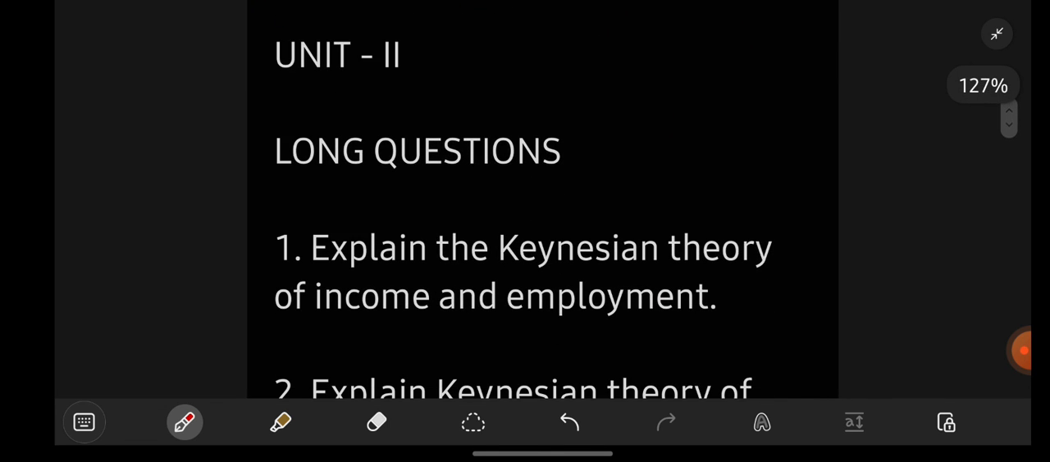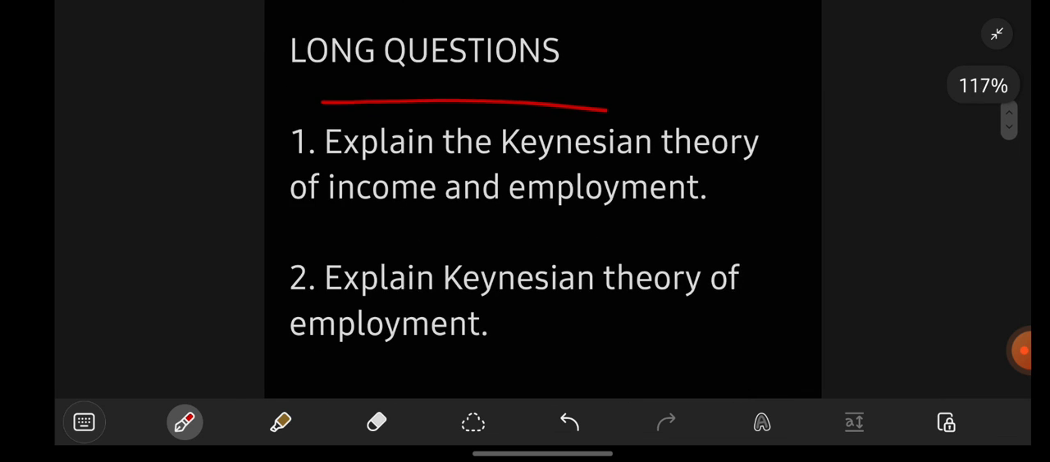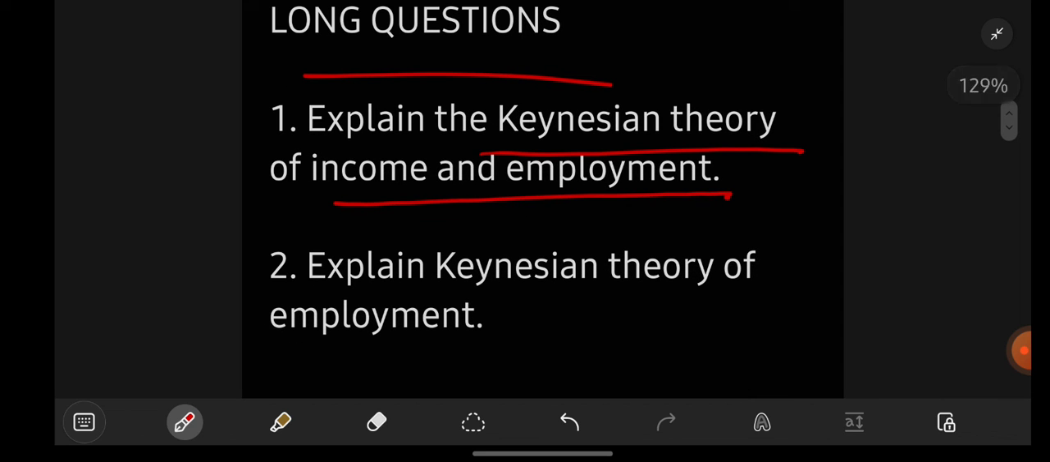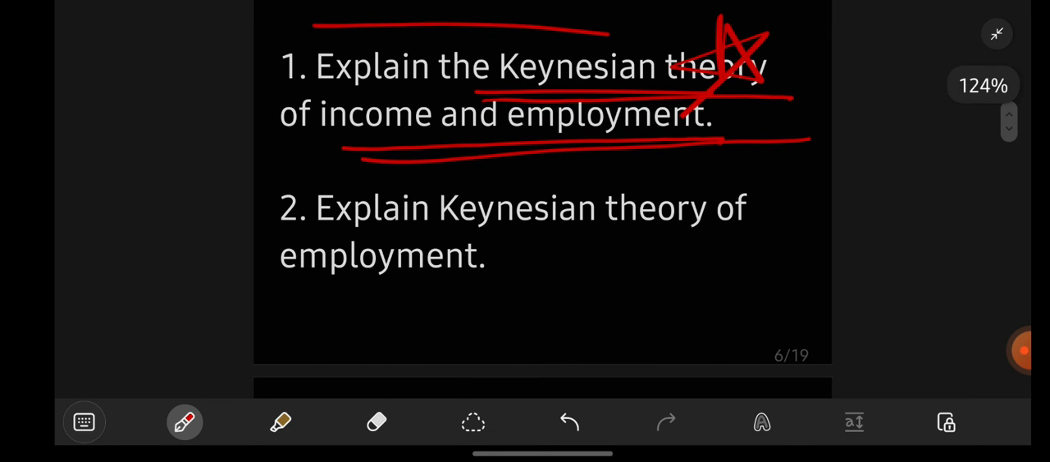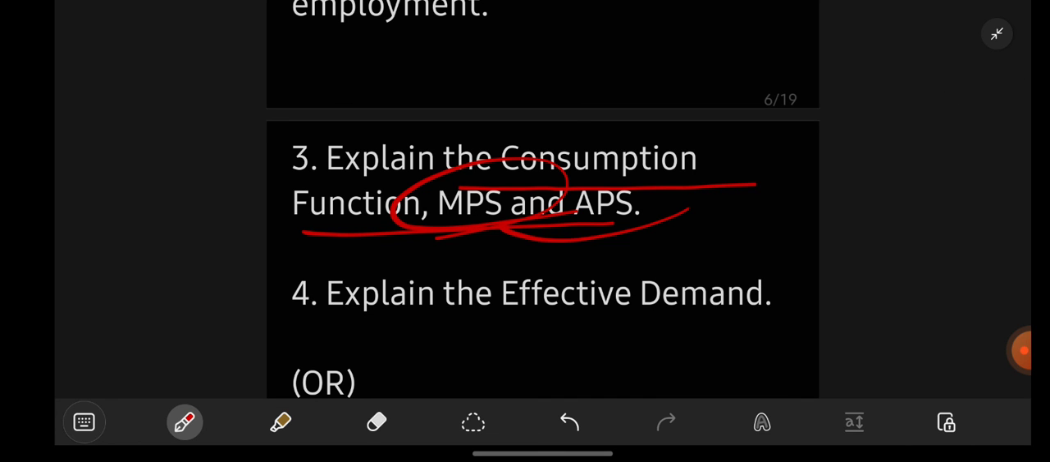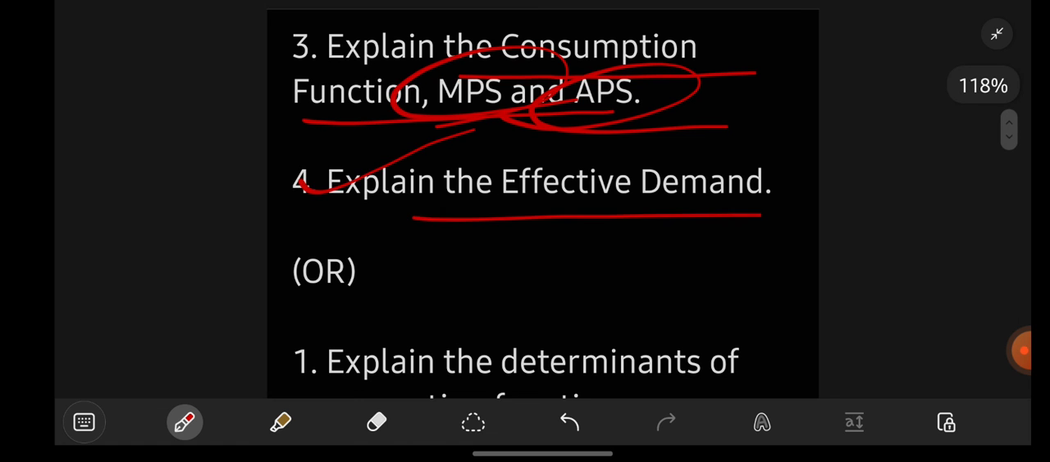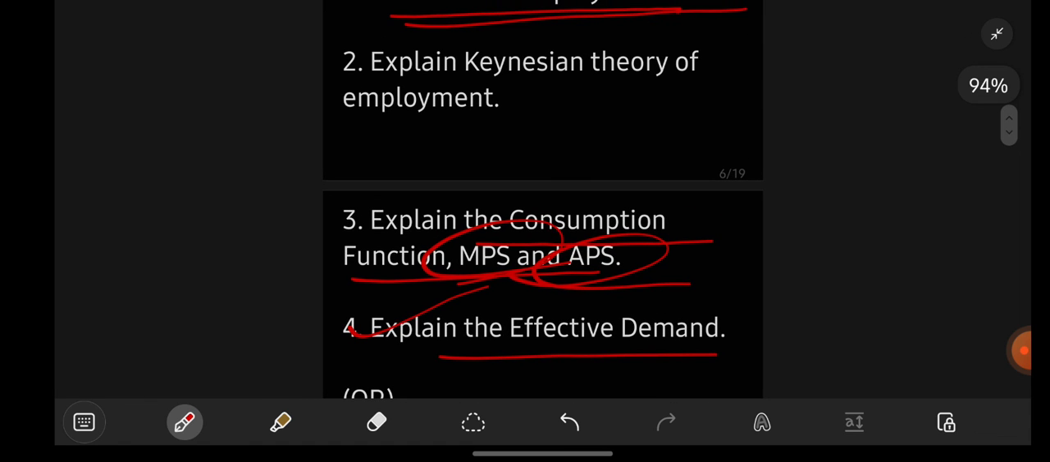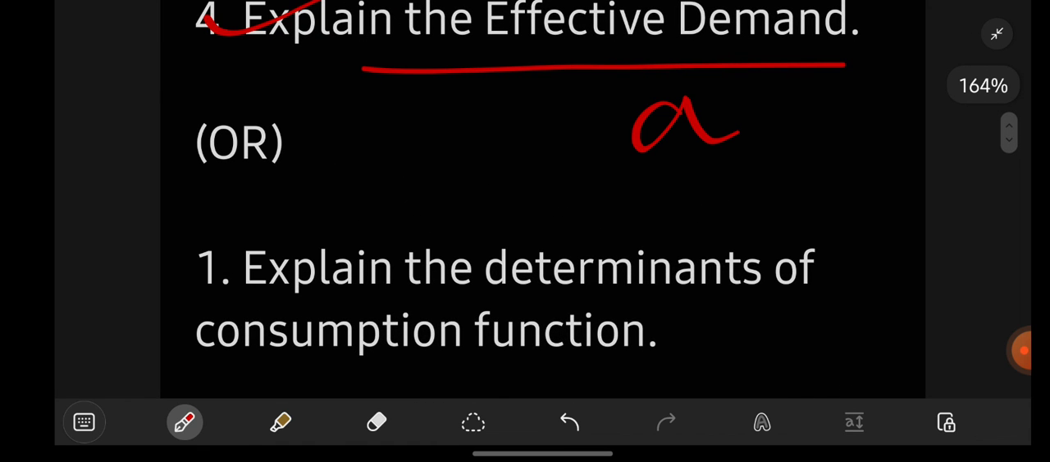Okay, now let us go with the long question answers. We have this theory. This theory is really very important. You have to be perfect with this theory. In your intermediate also, when you had the economics subject, you wrote about this theory. Very important. So be perfect with this theory. Then also we have consumption function, MPS and APS. Then explain the effective demand. So if you are perfect with these 4, you will be able to attempt A1.